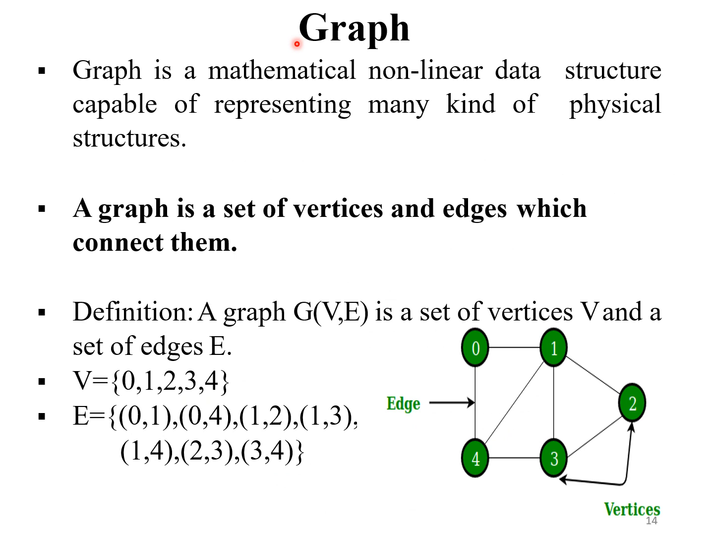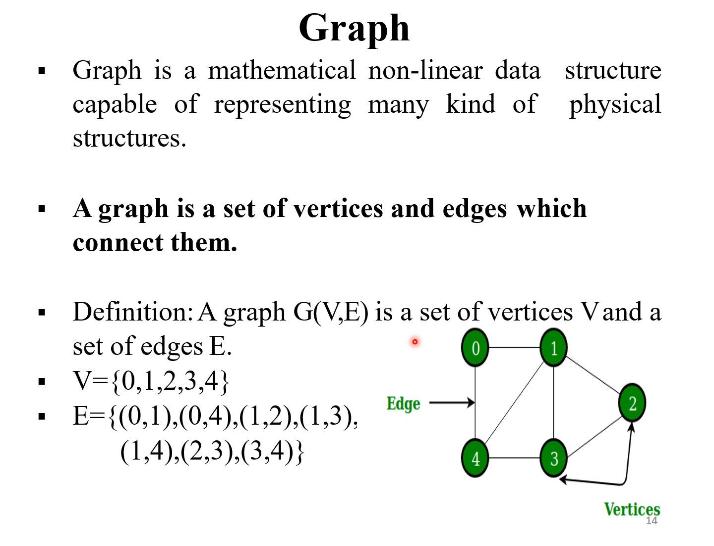Next is graph. Graph is also a non-linear data structure capable of representing many kinds of physical structure. A graph is a set of vertices and edges which connect them. See in this figure 0, 1, 2, 3, 4. These nodes are called vertices, and 0 to 1, 0 to 4, these links are called edges.